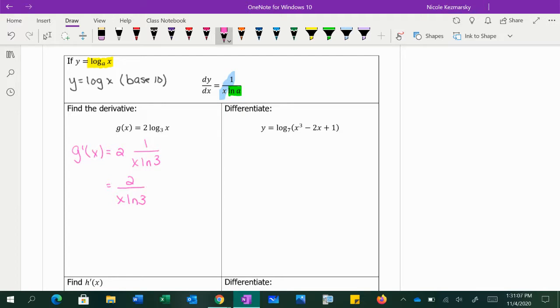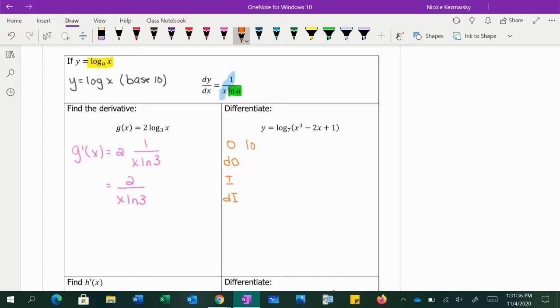Okay. So that's what the problem looks like without the chain rule. With the chain rule, we're going to have something that's inside the parentheses that follow the log other than just an x. So you can see in this one to the right here, we've got x cubed minus 2x plus 1. So we're going to say outer, derivative of the outer, inner, derivative of the inner.